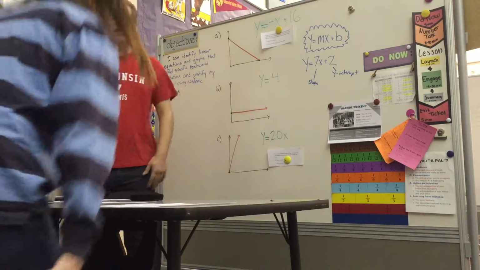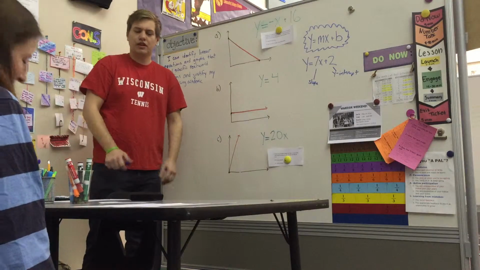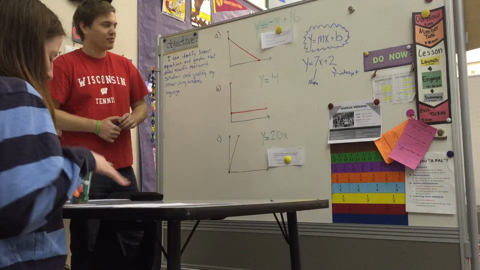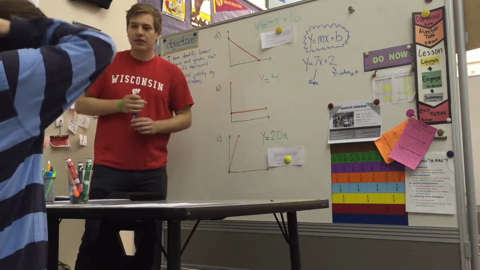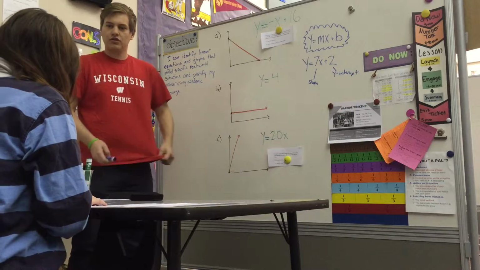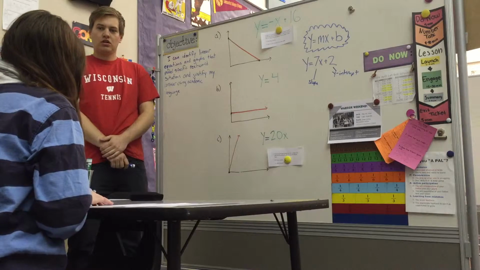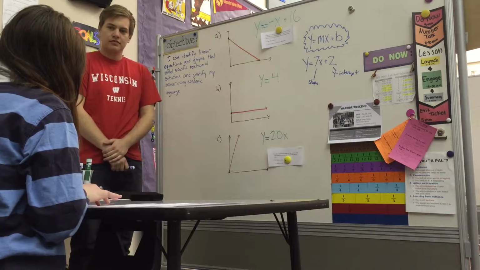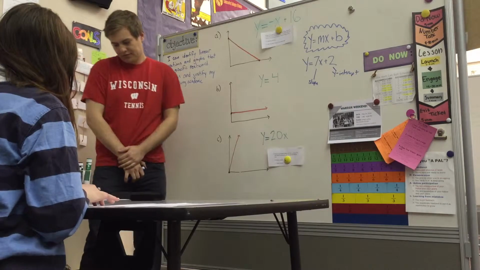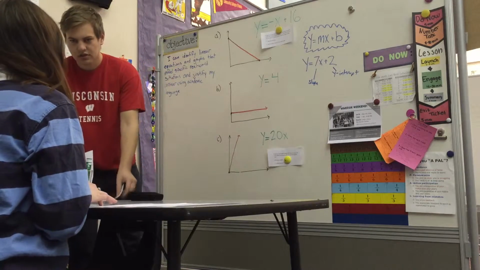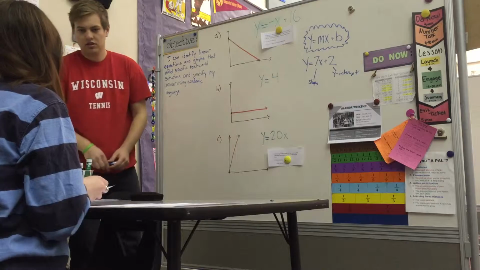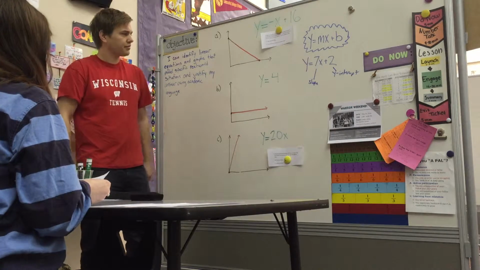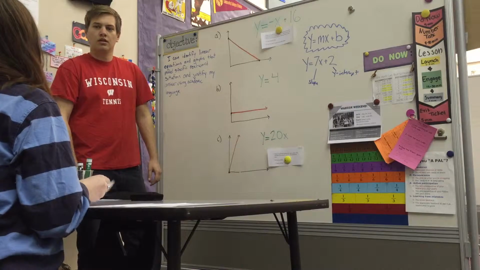Okay, so we got one more. Claire, why don't you do this one for us? It's pretty clear which graph matches, right? But I want you to justify using your academic language. A city bus charges a flat rate of $4 to take you anywhere in town. X equals miles traveled and Y equals price of bus fare. So this one has to be B because no matter where you go or how far you go, it's always going to be $4.